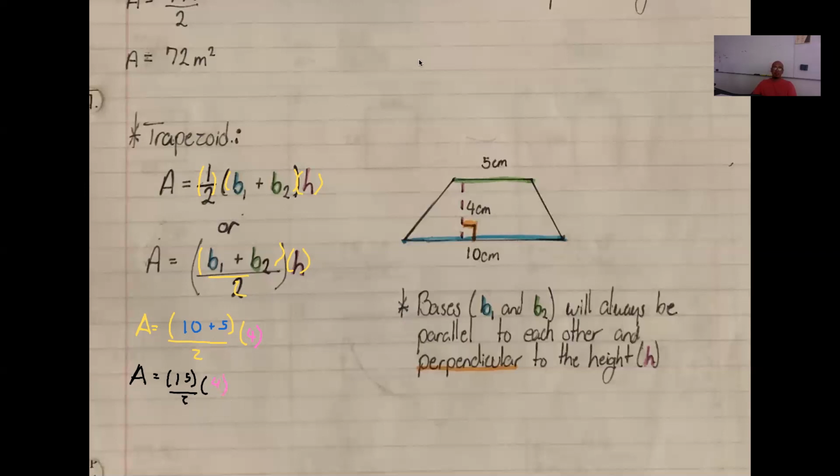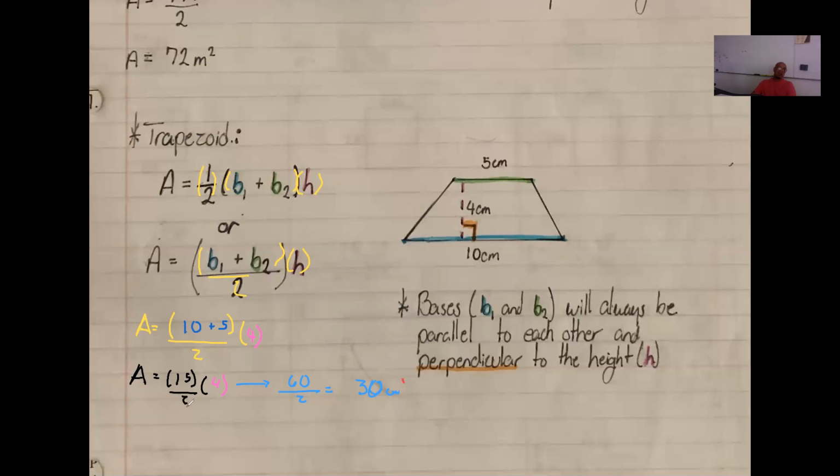Now, at this point, ladies and gentlemen, there are two different things that you can do. Number one, you can multiply the sum of the bases times the height, and then divide by 2. So we can do that over here. So 15 times 4 is 60. So we're left with 60 divided by 2, and 60 divided by 2 is 30. So the area of this trapezoid would be 30 centimeters squared.